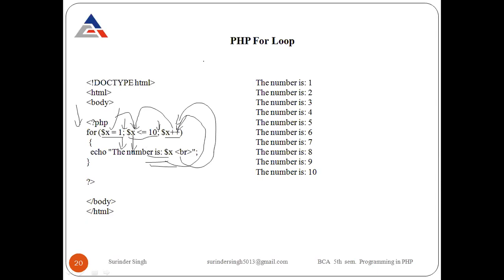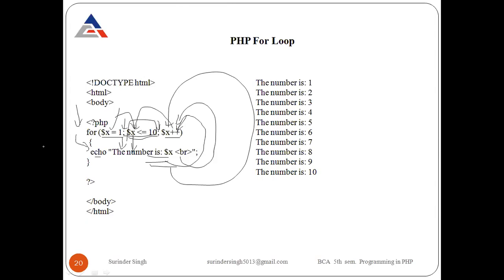Every time after executing the statements, it will jump to the increment part, and after incrementing the value, it will jump to the condition part. Then it will check the condition, and if the condition is true, control will again enter the for loop. After executing the body of the loop, it will jump to the third part, and after incrementing, again check the condition.